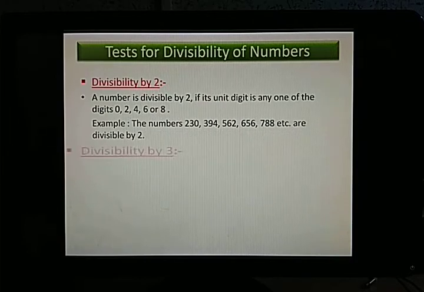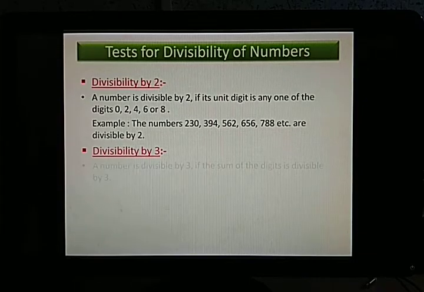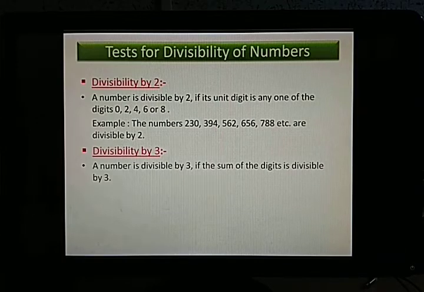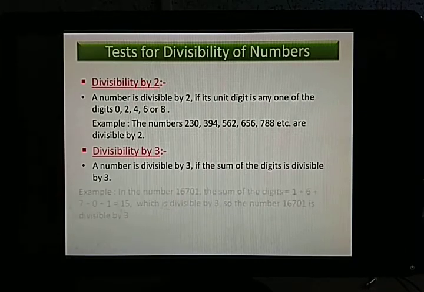Clear? Now next is divisibility by 3. How to check whether a given number is divisible by 3 or not? Here's the rule. A number is divisible by 3 if the sum of its digits is divisible by 3. Let us see an example.